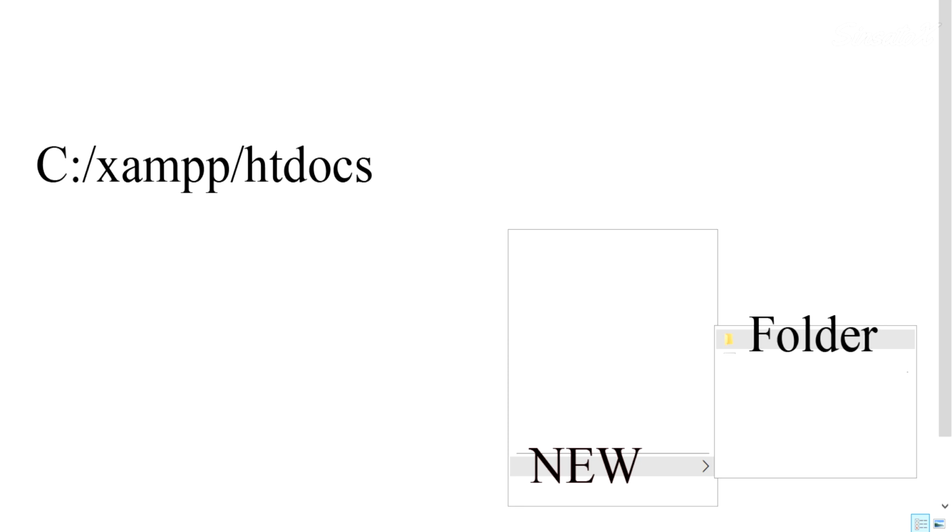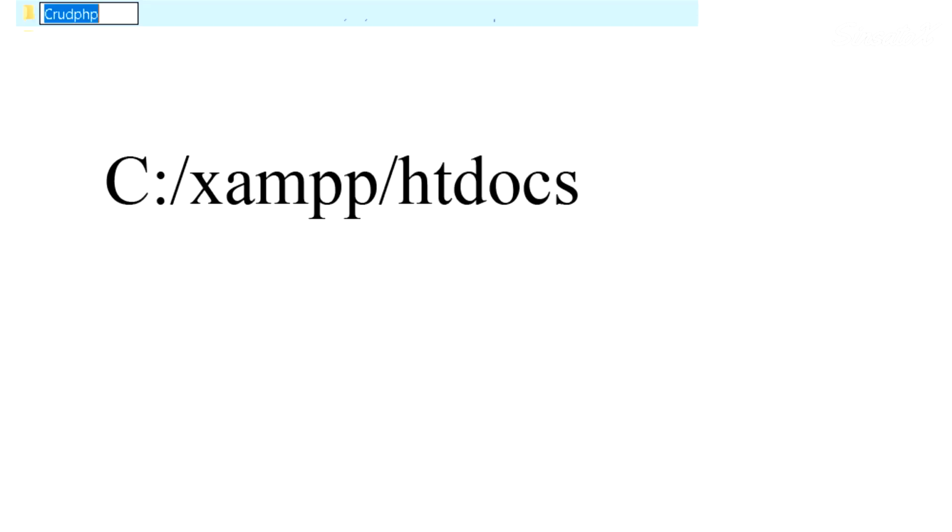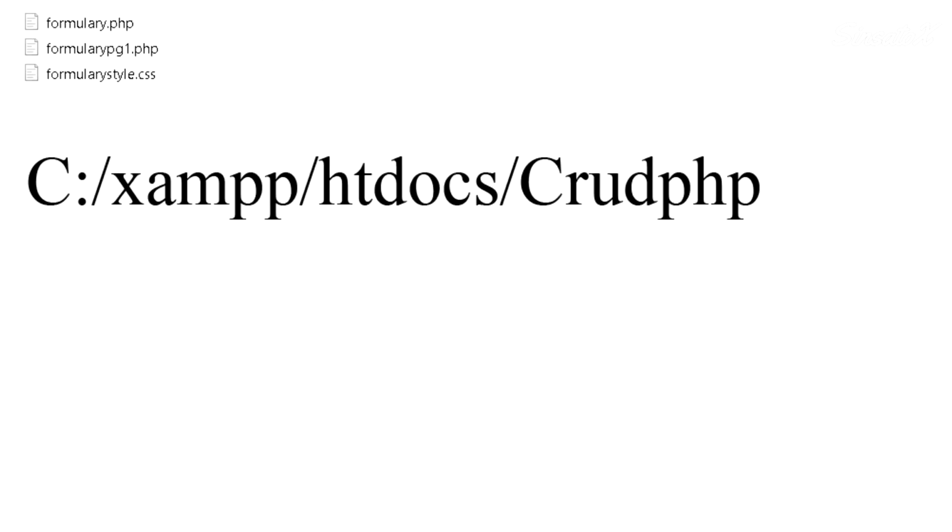When we finish doing that, we go to htdocs located in C:/XAMPP. In my case I have Windows, and there we create a folder called CRUD PHP. And inside this we create 3 files. formulary.php, which is the front end. formulary_pg1.php, which is the back end. And formulary_style.css, which is for the style. When we already have the 3 files we are going to open them in our code editor.